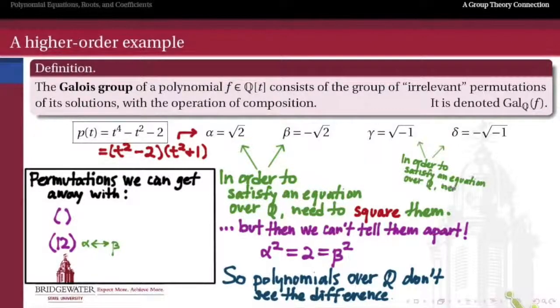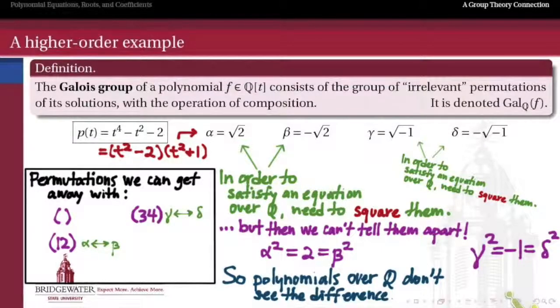If they're going to satisfy some equation over the rationals, then we're going to have to square them. But as soon as I square them, because both of their squares are equal to -1, I can't tell them apart anymore. So likewise, the transposition of the third and the fourth roots of p is also a transposition we can get away with. But if I can get away with transposing alpha and beta and transposing gamma and delta, then I can get away with doing both. So the transposition (1 2) composed with (3 4) is also something I can get away with.